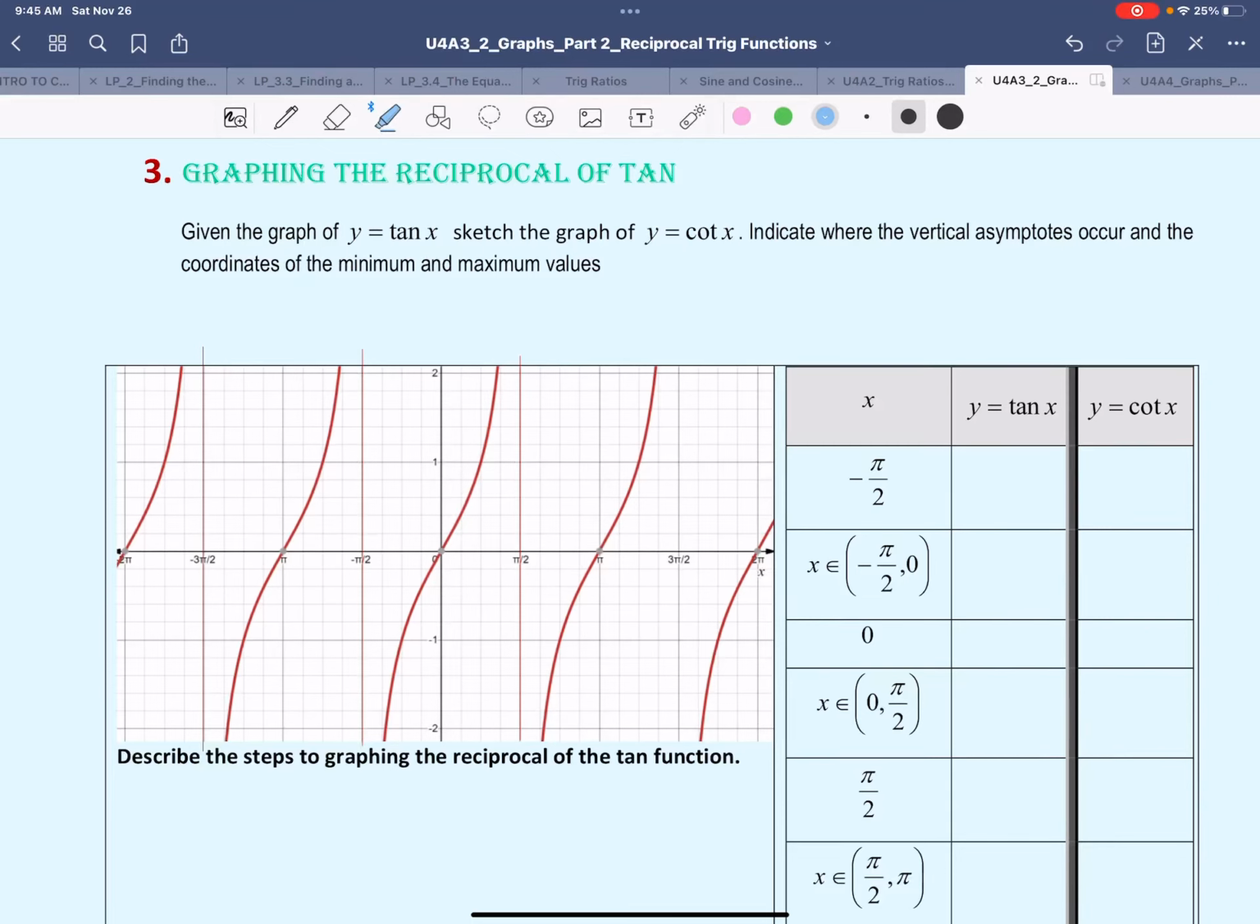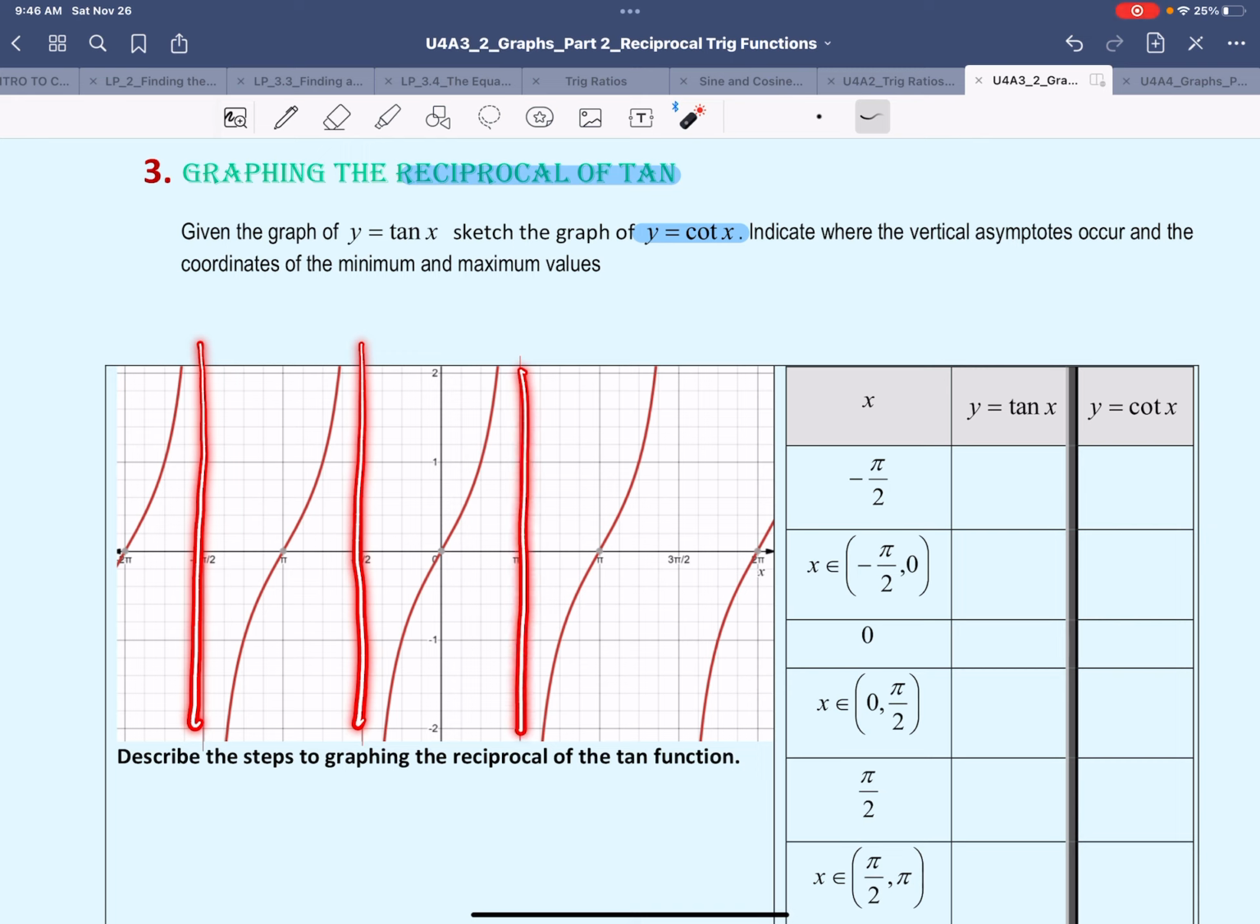Welcome back to graphing the reciprocals of primary trigonometric functions, and this time we are exploring the reciprocal of tan. So the function y equals cotan x. What you see in here is a graph of y equals tan x. Y equals tan x is characterized by its vertical asymptotes, and the period length is pi radians.